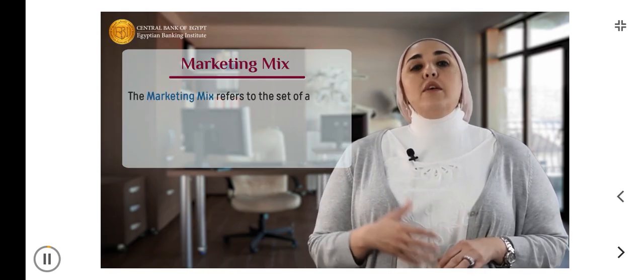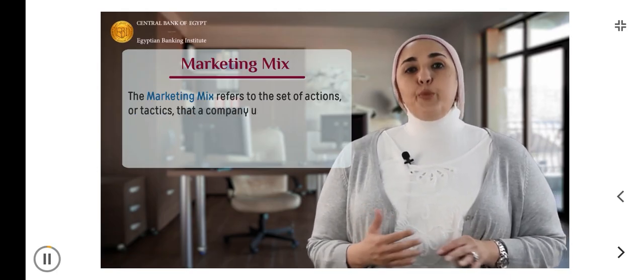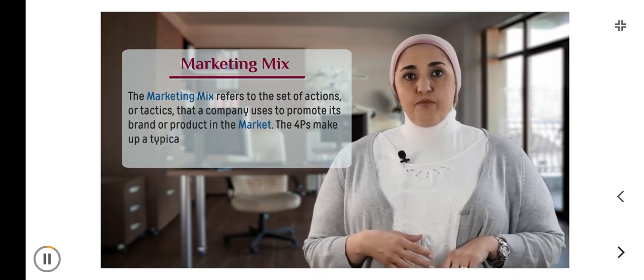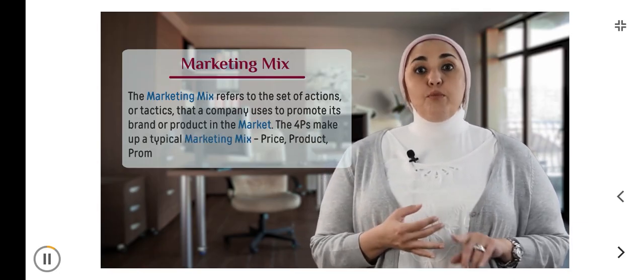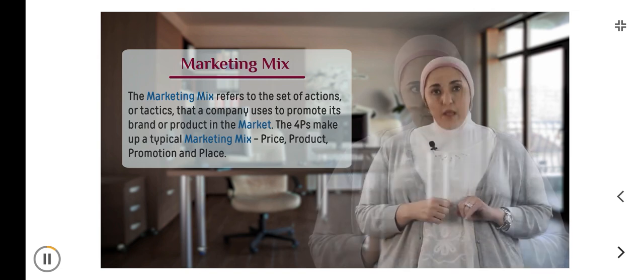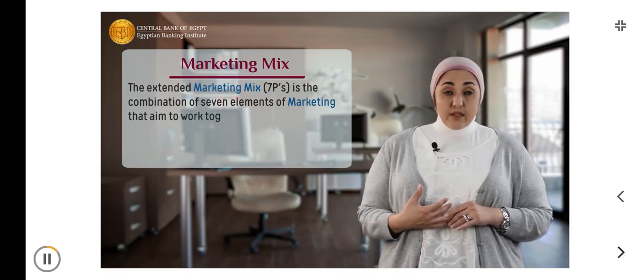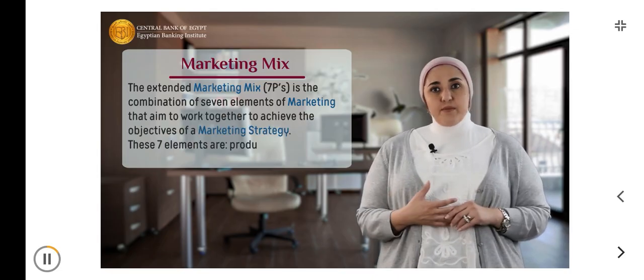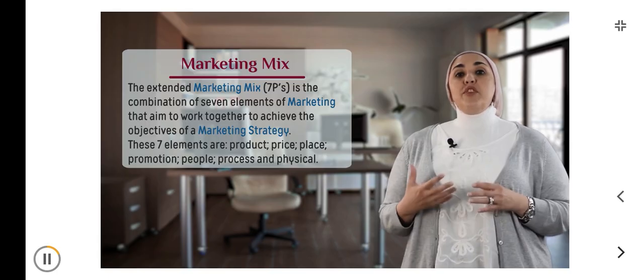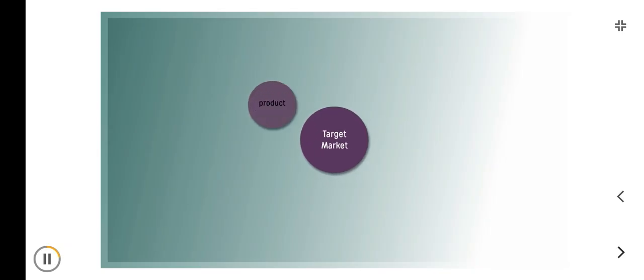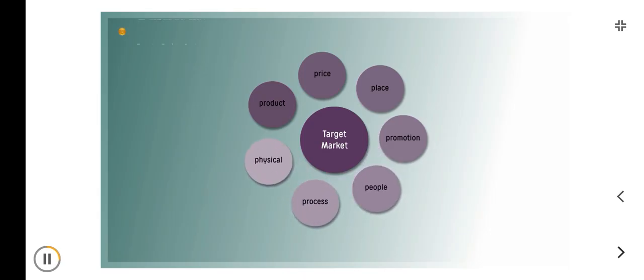The most common marketing mix is the 4 Ps, which are represented by several actions that start with the letter P. 4 tactics: price, product, promotion, and place. But several years ago, the extended marketing mix appeared, which is the 7 Ps. 7 Ps is the combination of these 4 Ps in addition to 3 extra elements. The elements are product, price, place, promotion, people, process, and physical environment.